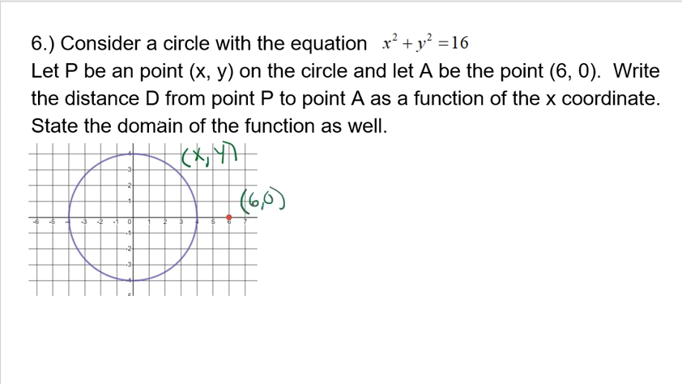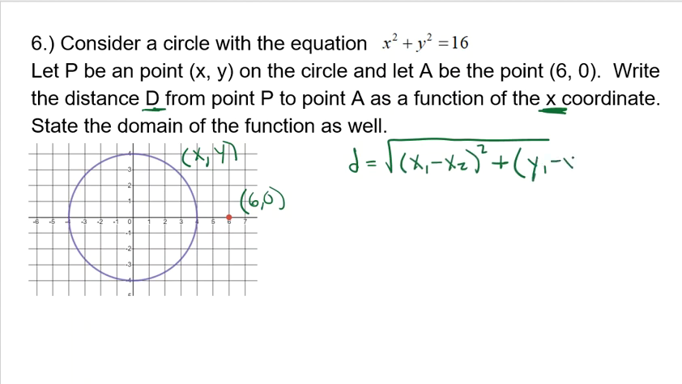Write the distance d from point P to point A as a function of the x-coordinate. So again, we want to create a formula for the distance that only contains x, because it needs to be a function of x, so no y's at all. So you do need to remember the distance formula. The distance between 2 points is the square root of the x values subtracted, so you take your 2 x values and subtract them, and square that. And then you take your 2 y values and subtract them and square that. So that is the distance formula that I hope everybody knows. And if you didn't, well, you know it now.